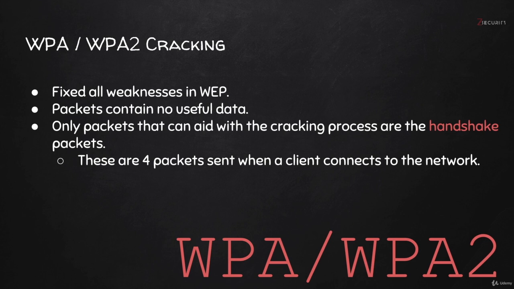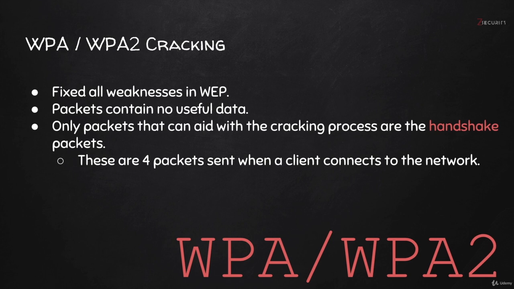So in WPA2, the keys are unique, they're temporary, they're much longer than what they were in WEP. Therefore, the packets sent in the air contain no information that is useful for us. So it doesn't matter, even if we capture 1 million packets, we can't use them to crack the key. The only packets that contain useful information are the handshake packets. These are 4 packets transferred between a client and the router when the client connects to the network.